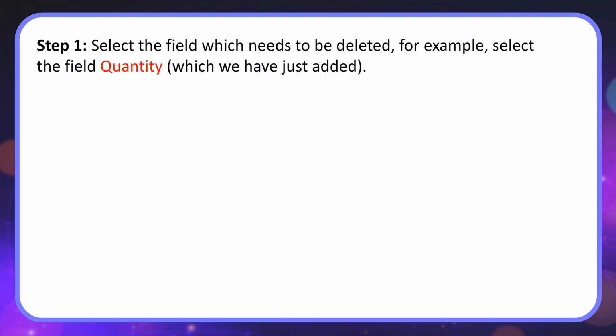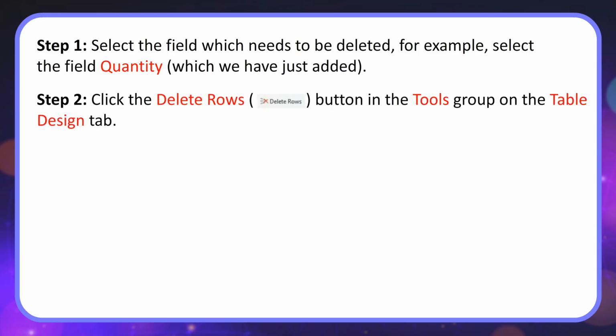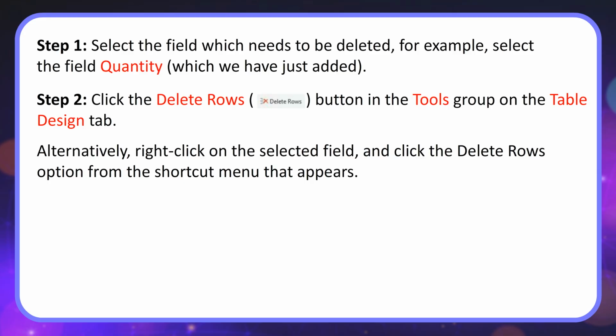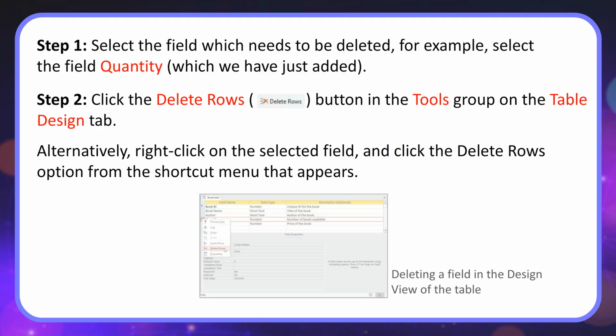Select the field which needs to be deleted. For example, select the field Quantity, which we have just added. Step 2. Click the Delete Rows button in the Tools group on the Table Design tab. Alternatively, right-click on the selected field and click the Delete Rows option from the shortcut menu that appears.